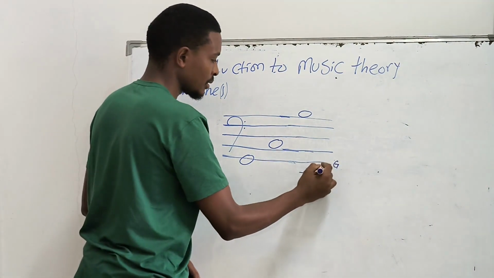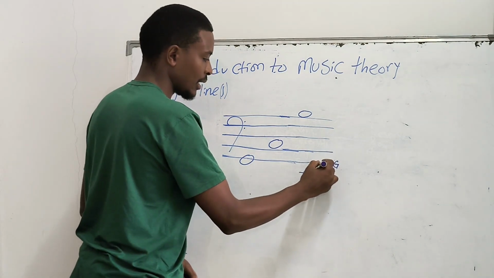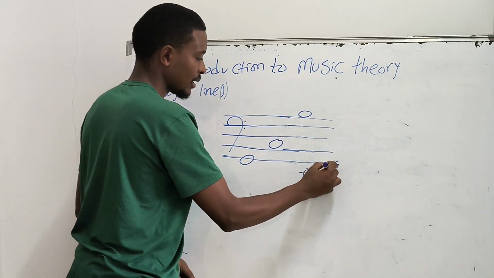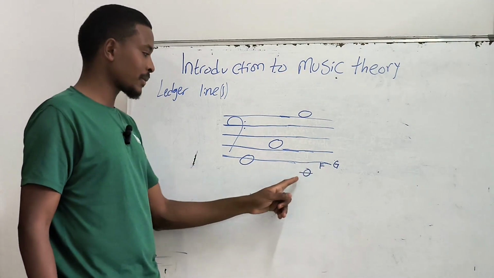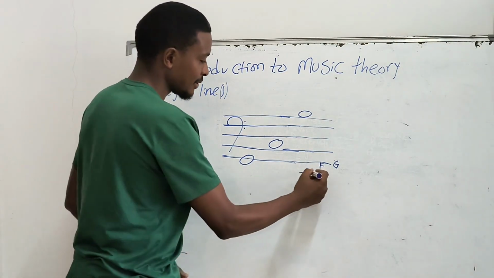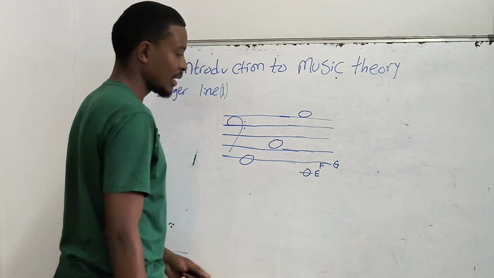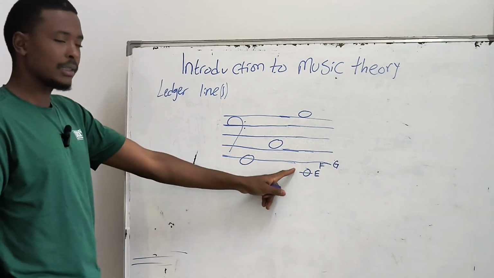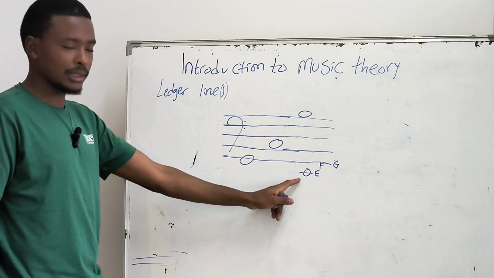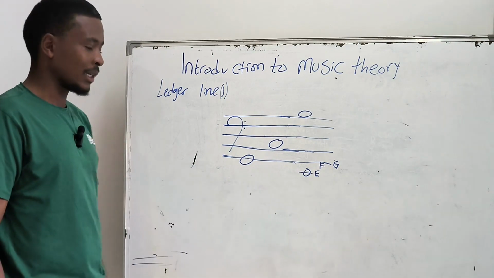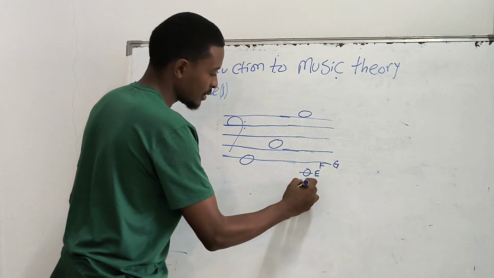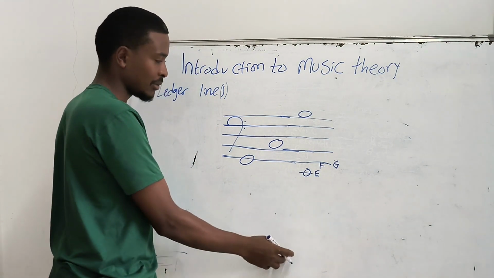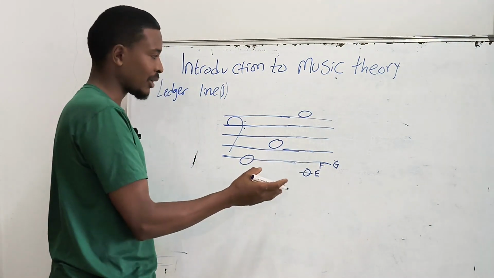Going below, scaling down the alphabetical order, you'll find that this space is G. Then we have this note as note E. Just below the line below the staff will be an E here. We could even go to many more ledger lines below and name them accordingly.